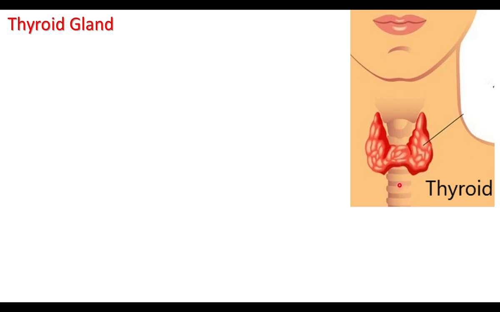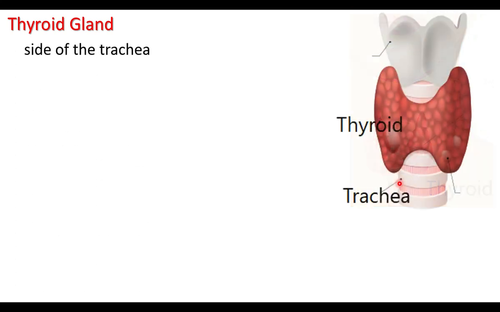This is the trachea. What is the trachea? Windpipe. The thyroid gland is made up of right and left lobes. It has two lobes, and the two lobes are connected by a connective tissue called the isthmus. This is the isthmus. It connects the two lobes of the thyroid gland.